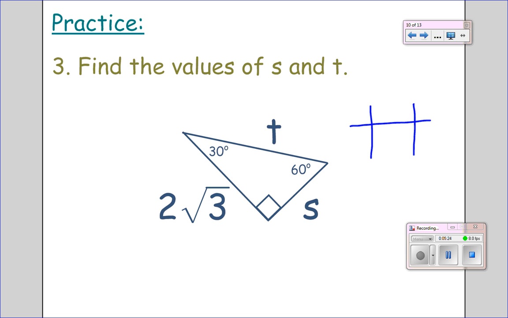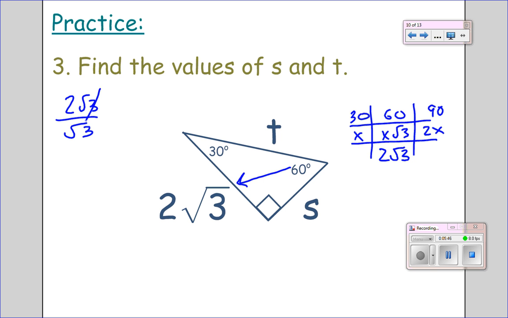All right, you should have made a chart if you're still trying to figure out what's going on with it. x, x root 3, 2x. And we're given the 60 side. Now, what's the difference between the 60 and the 30 side? Well, the 60 is multiplied by root 3, and the 30 is not. So to go backwards, we have to divide by square root of 3, and they just cancel out. So the 30 side will be 2, and the 30 is s. And then to go from 30 to 90, we multiply by 2. So t equals 4.